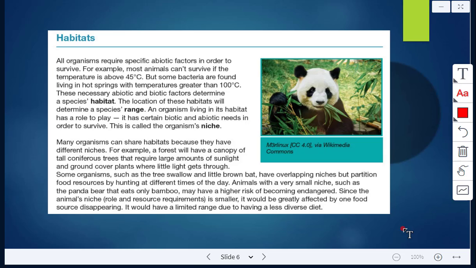Animals with a very small niche, such as the panda bear that eats only bamboo, usually have a higher risk of becoming endangered, because if they run out of that food source, they're not adapted to eating other food sources. So since the animal's niche, its role and resource requirements, is smaller, it would be greatly affected by one food source disappearing. And therefore, it would have a limited range due to having a less diverse diet.